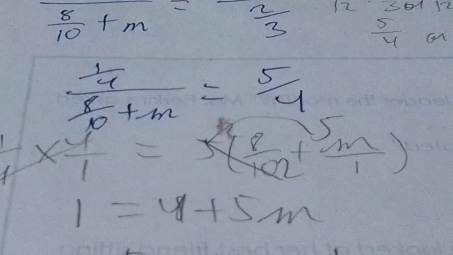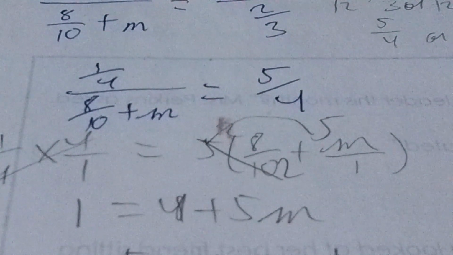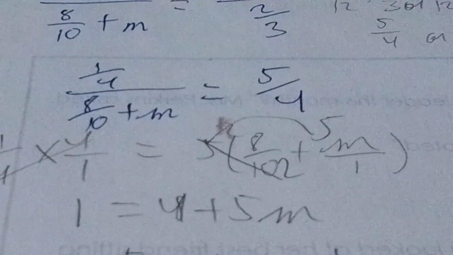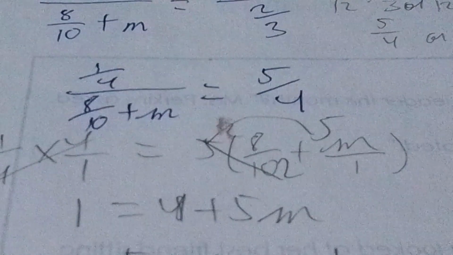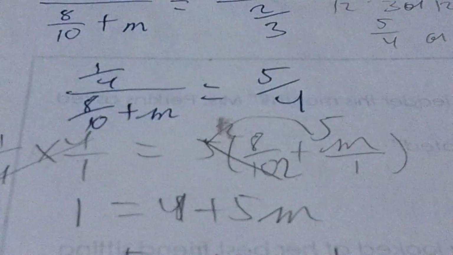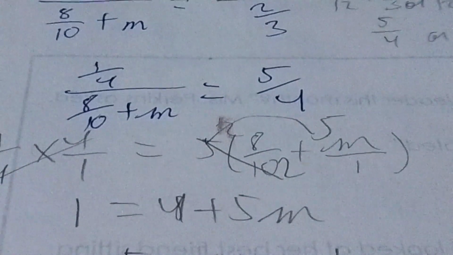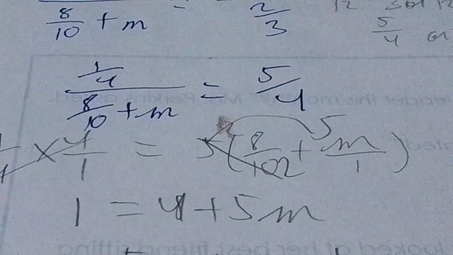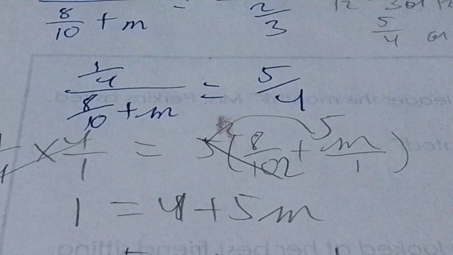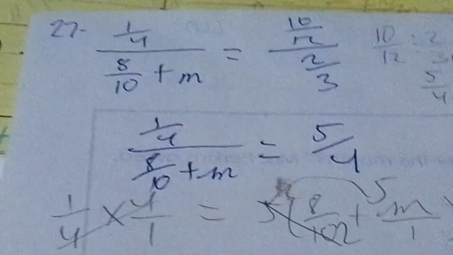So this is how I did it. You can also put 5 on the numerator and 4 on the denominator. I just multiply 4 and 1/4. They cancel out, which just leaves you with 1. And then 5 times 8/10 plus m equals this 1. So 4 times 1/4 is just 1, they cancel out. So goodbye, automatic. That's what I did on the left side.